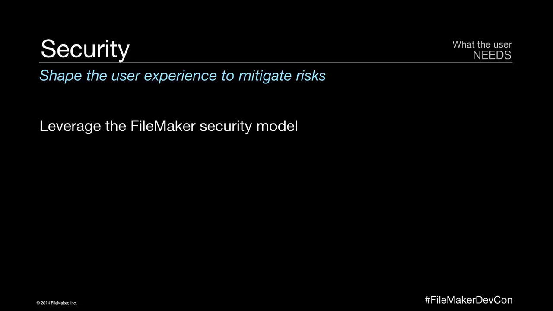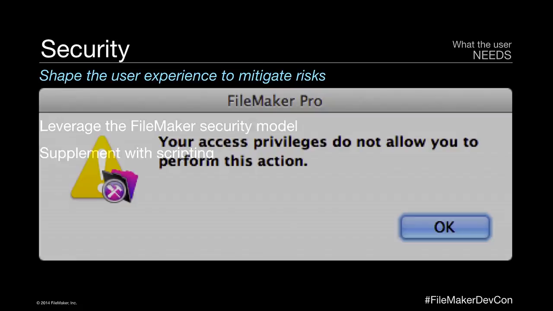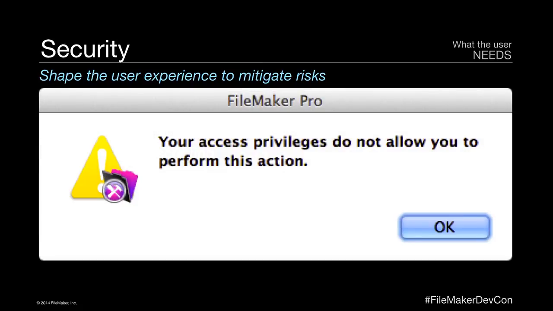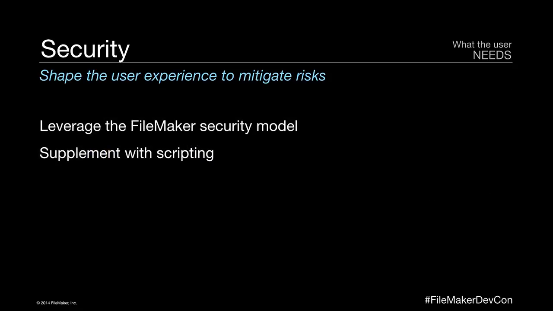You can lock things down the way FileMaker can, but supplement it with scripting so that the user experience is more graceful. Don't inflict the dreaded and inscrutable "your access privileges do not allow you to perform this action" upon your users. Instead, trap for this error and show your own dialogues, giving the user a clearer picture of what's gone wrong and what, if anything, they can do about it. Consider security requirements early in the development process and talk to experts when you can.